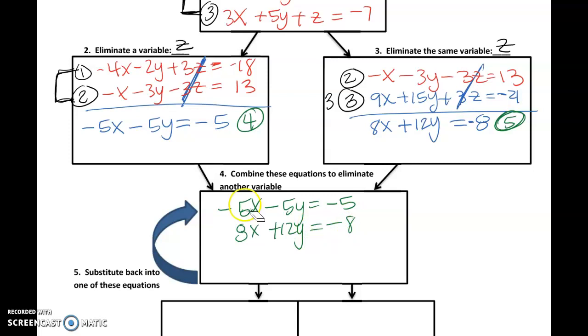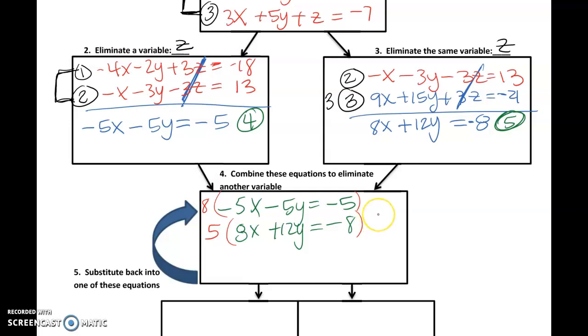I'm looking at my coefficients here, and I have 5 and 8, and I know that both of those numbers go into 40. And I'm looking at 5 and 12, and I know both those numbers go into 60. So I think I'm going to eliminate my x's in this case. I'm going to multiply the top equation by 8, and my bottom equation by positive 5, because I want them to have opposite coefficients. So I need one to have a negative 40 and one to have a positive 40.